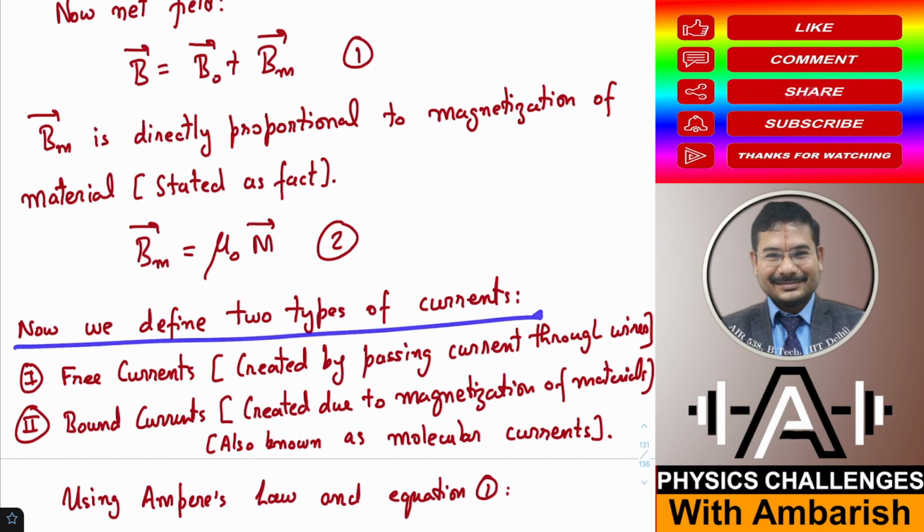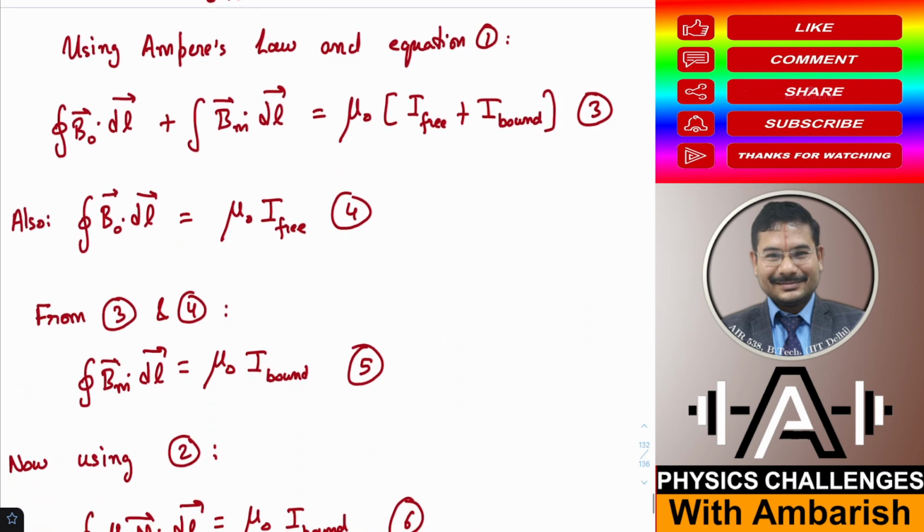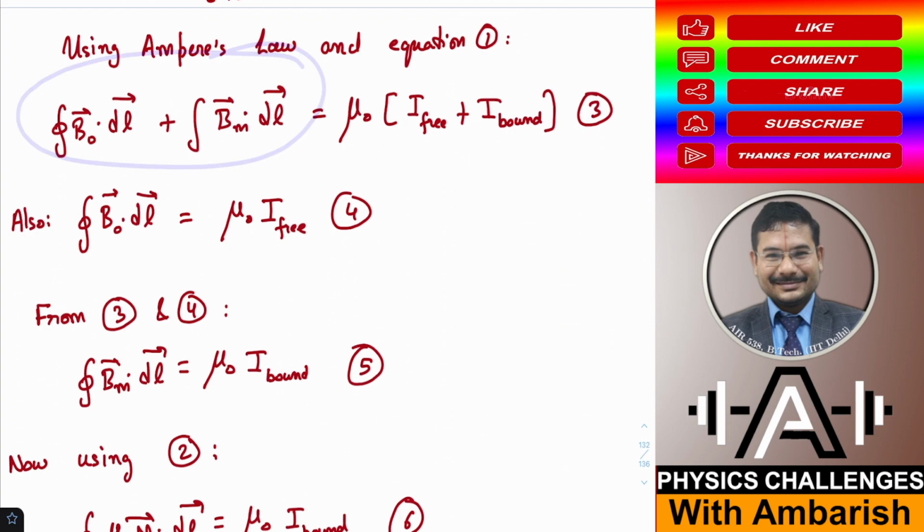Now we define two types of currents, as I said: free currents created by passing current through wires, and bound currents created due to magnetization of materials, also known as molecular currents, okay. So now using Ampere's law, integral B dot dl is equal to mu naught I enclosed, right? So what is integral B dot dl? You know that total B is composed of B naught and Bm. So integral B dot dl is nothing but integral of B naught dot dl plus integral of Bm dot dl. B naught is due to the free currents, okay. So individually, integral of B naught dot dl must be equal to mu naught times free current, right? This is the usual Ampere's law.